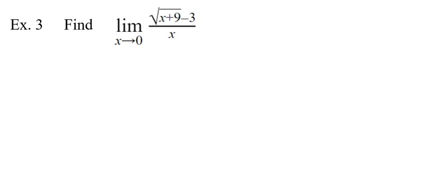All right, here we go. Take a second to jot this down. We're finding the limit as x approaches 0 of the square root of x plus 9, minus 3, all over x.